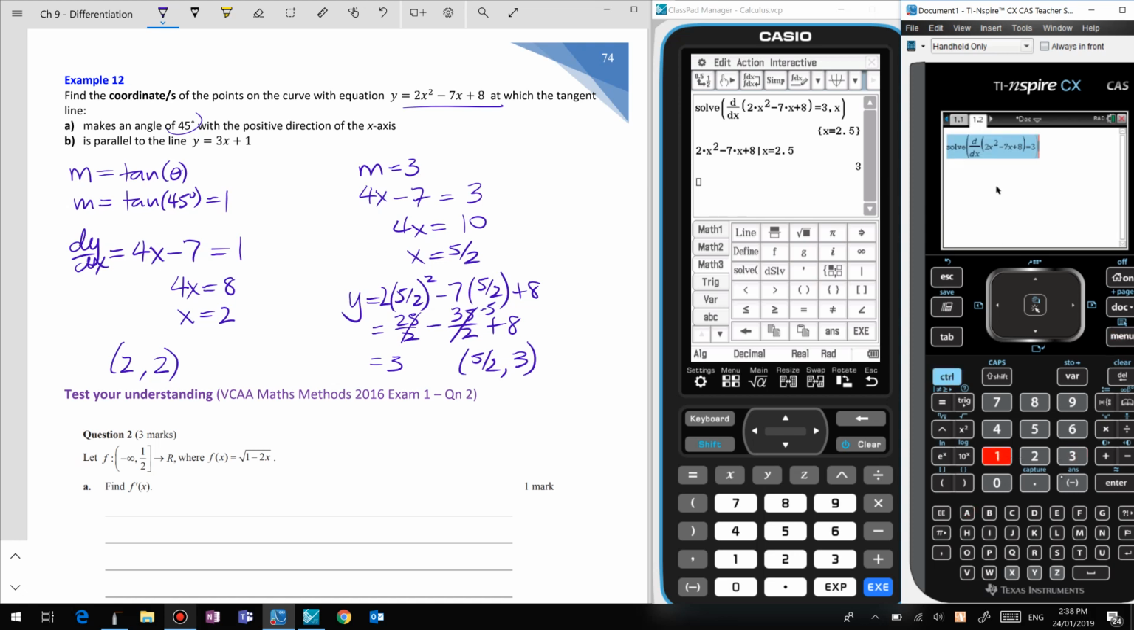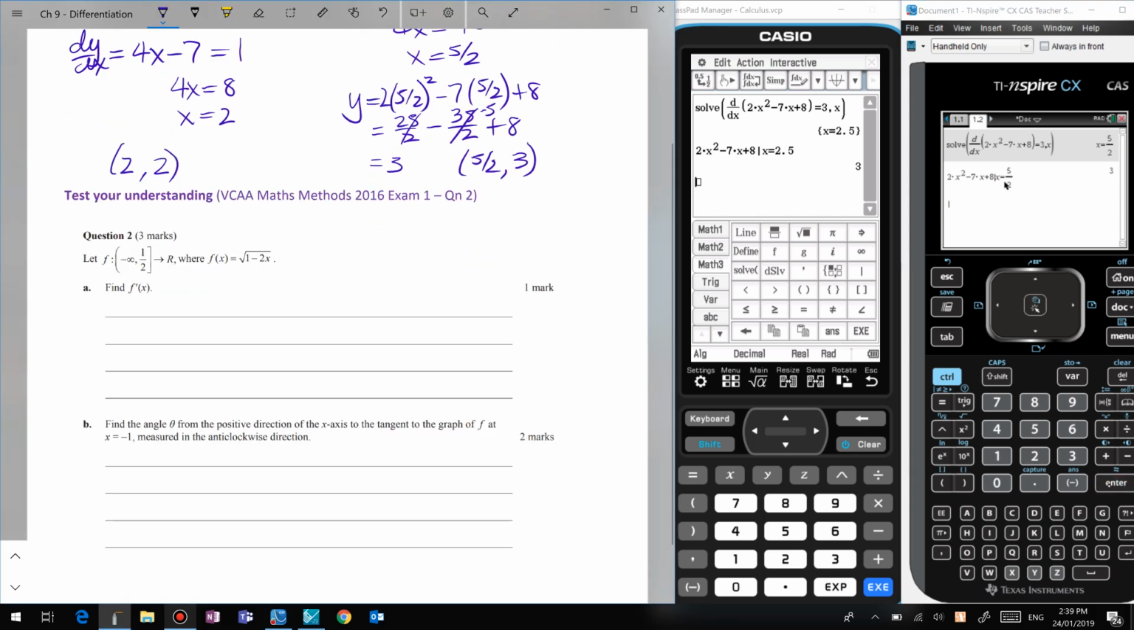Okay, Control A, menu, 3, 1, we want to solve. We've got to put a comma x at the bottom of this one. Okay, so we get 5 on 2. Then grab that, bring it down, and say at the end, given, control equals given. Grab that and bring it down. I'm just going to write x equals 5 divided by 2, enter, we get 3. Okay, so that's doing both of them on the CAS.